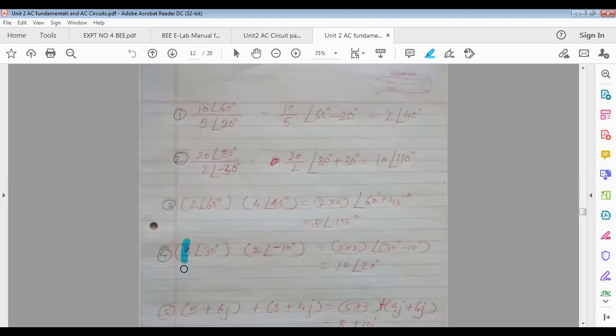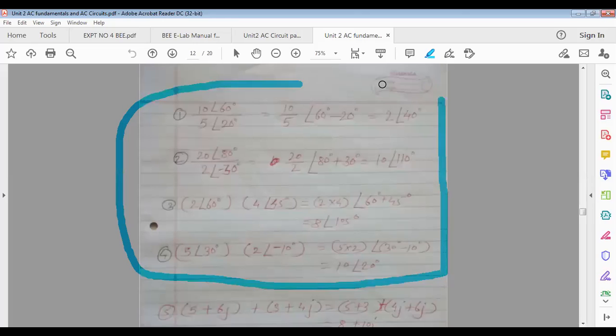See the fourth one. Magnitude, again multiplication it is, so 5 into 2, 10. Terms are there in polar. Okay, so 5 into 2, 10 magnitude. And what do you have to do with the angle? See, 30 degree minus 10 degree. And what is 30 degree minus 10 degree? It is 20 degree. So got it clear, the fourth one? So in polar, how to do multiplication and division, clear? Yes, ma'am.